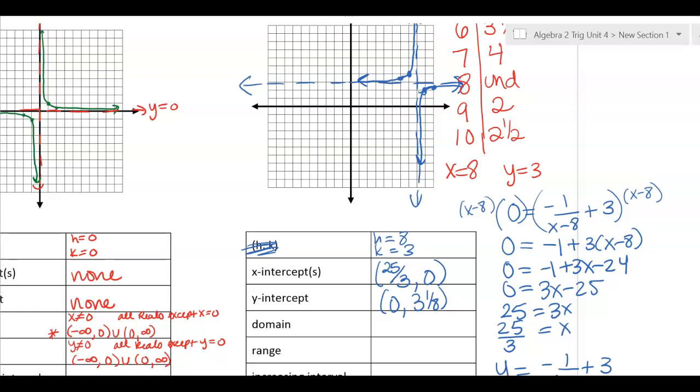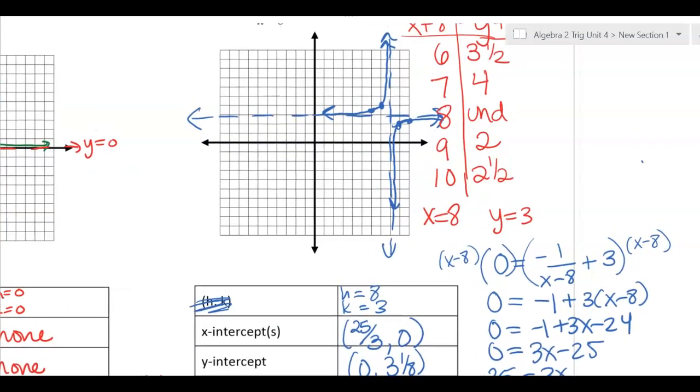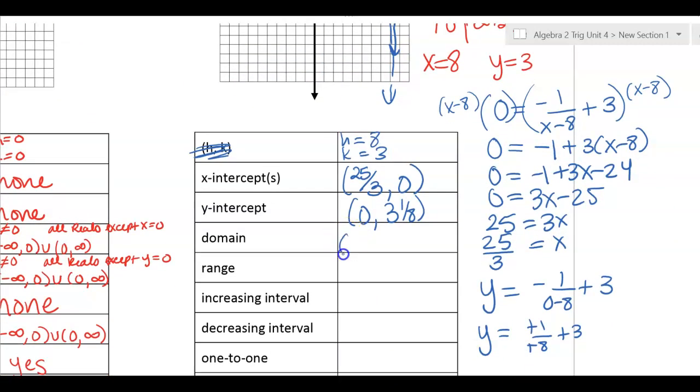The domain here, what's the thing that's excluded from our domain in this function? What's the value x can't be? 8, okay? So if we wrote that in intervals, we can be everything up to 8, and we can be everything past 8. Okay? Or you could say x cannot equal 8, or all reals except for 8. All right, what about the range? What value is excluded in the range here? 3. So same idea, everything up until 3 and everything past 3.